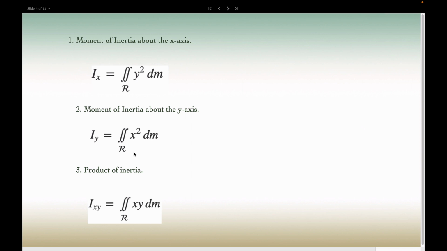Now we also want to define something called the product of inertia. So it's like these two integrals above, but your integrand is the product of x times y, again times dm. The significance of this product of inertia we will discuss in a moment.